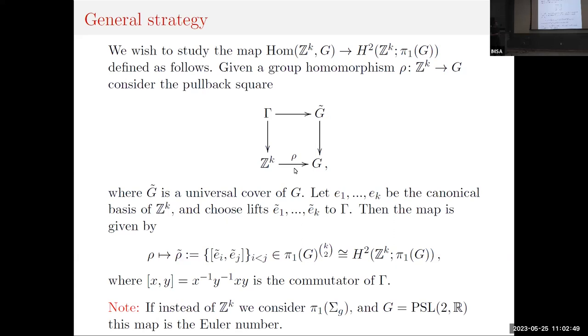So the same procedure, instead of taking pi_1 of the torus, you take pi_1 of a surface, and G just being SL_2(R), the circle bundles. And this is exactly what Goldman was looking at, the Euler number of that bundle. So it's just a sort of generalization of that.